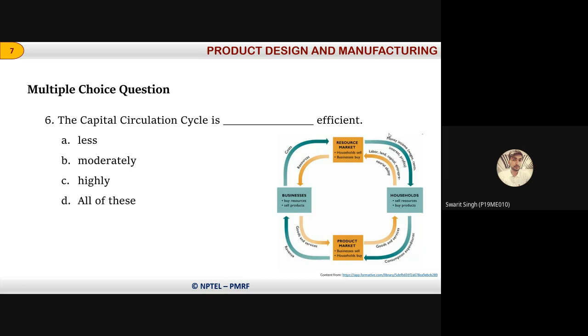In terms of sharing the capital, in monetary terms, money is involved there. If you purchase the raw material, you have to give the money. The firm invests some money, so all the investments are there. That's why this cycle is less efficient. Okay, sir, understood. Next.